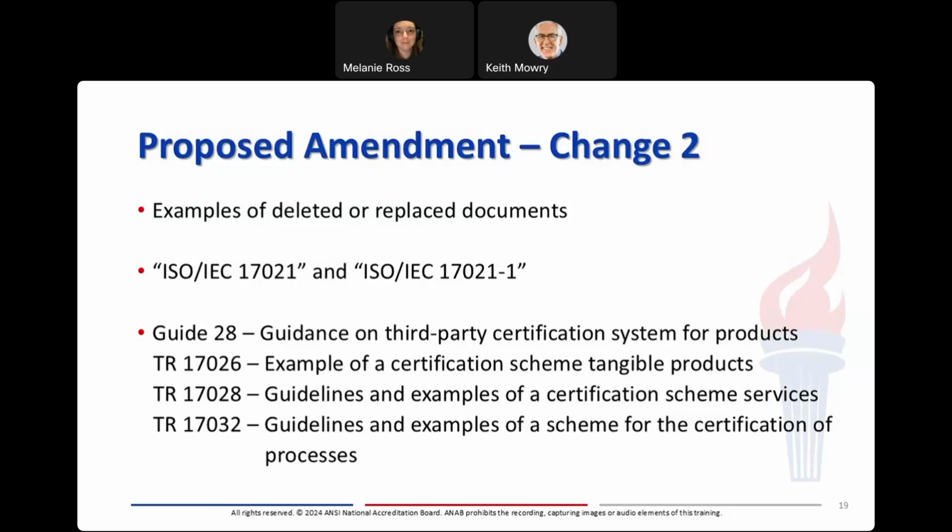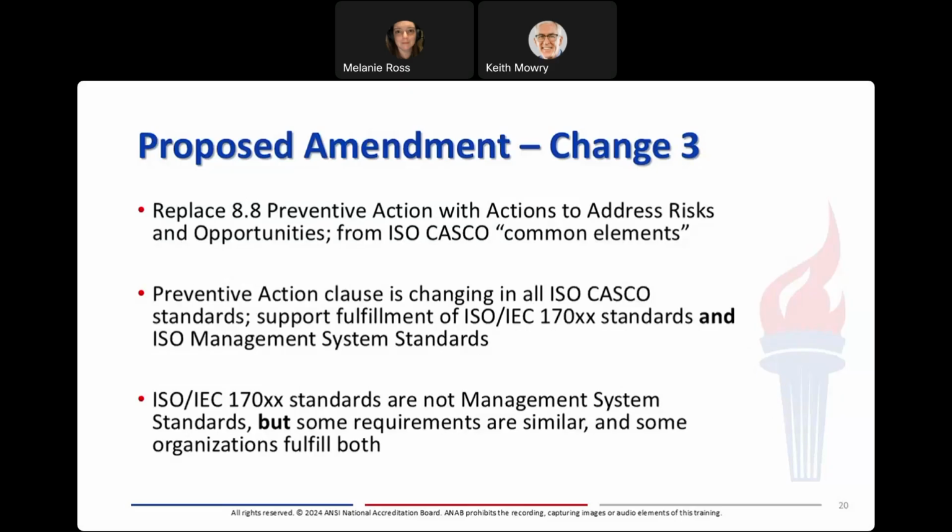Another example is Guide 28. Guide 28 actually goes all the way back in its original form to 1982, and it's guidance on third-party certification systems for products. That document doesn't exist anymore and has been replaced by more robust documents, 3 different technical reports. And so it seems appropriate that 17065 should point to these technical reports for information about those kinds of schemes.